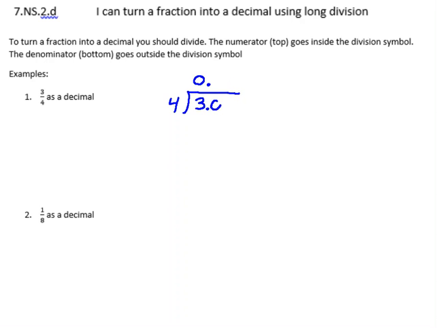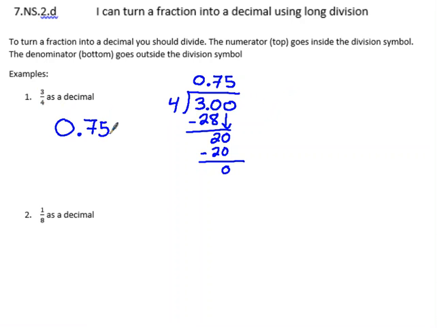So I'm going to add a 0 here, and then I'm just going to say 4 goes into 30 how many times, ignoring that decimal again. So 4 goes into 30 7 times for 28. Subtracting, I can add more zeros and bring them down. 4 goes into 20 5 times, and that is going to terminate right there. So my answer to 3/4 as a decimal is 0.75.